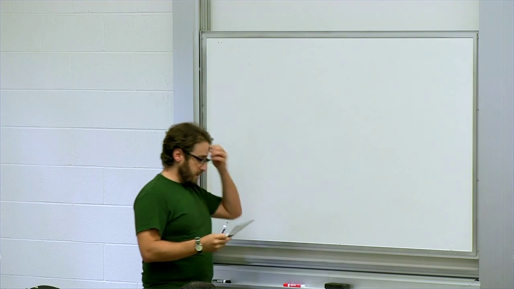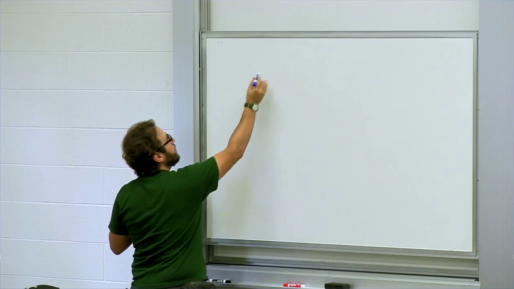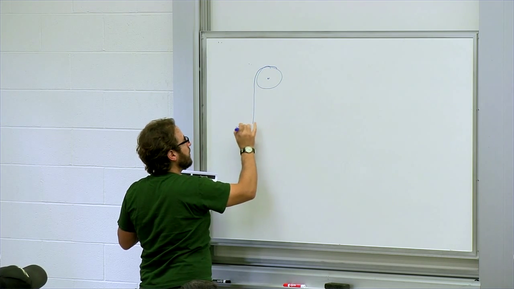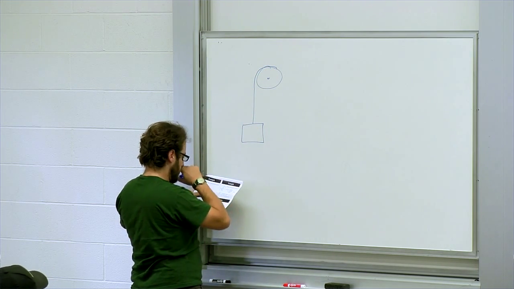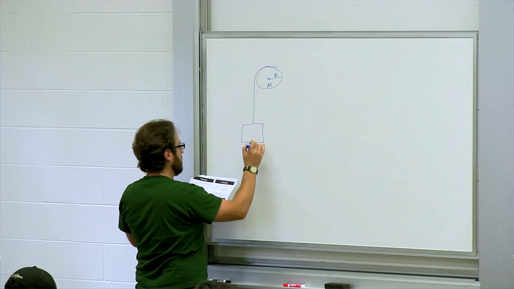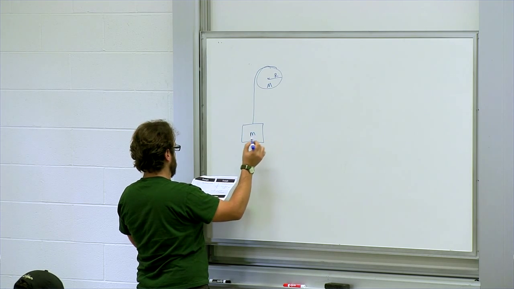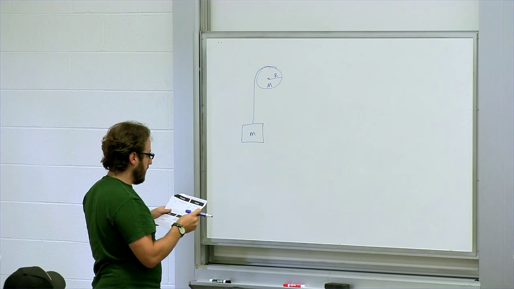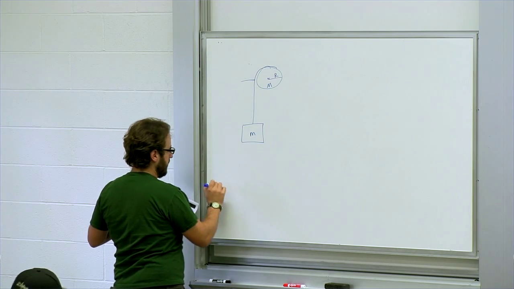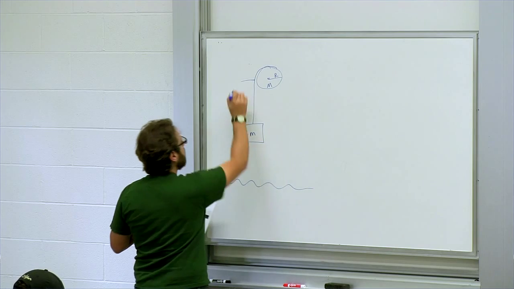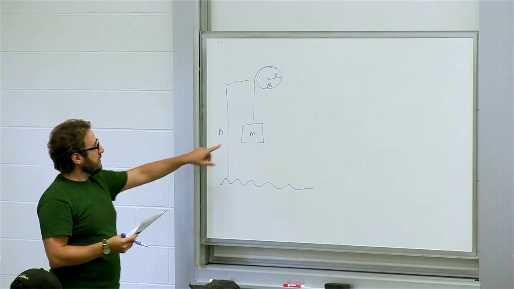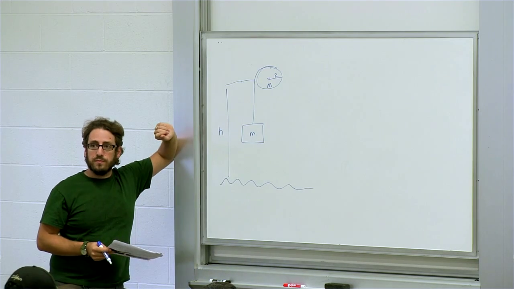Okay, and we can do a similar thing with this kind of problem, which we see a lot. You got a pulley, you got a rope, you got a mass. This guy has radius r and mass m. This guy has mass little m. And this is some height above the water. The question is, what is the acceleration of mass m?